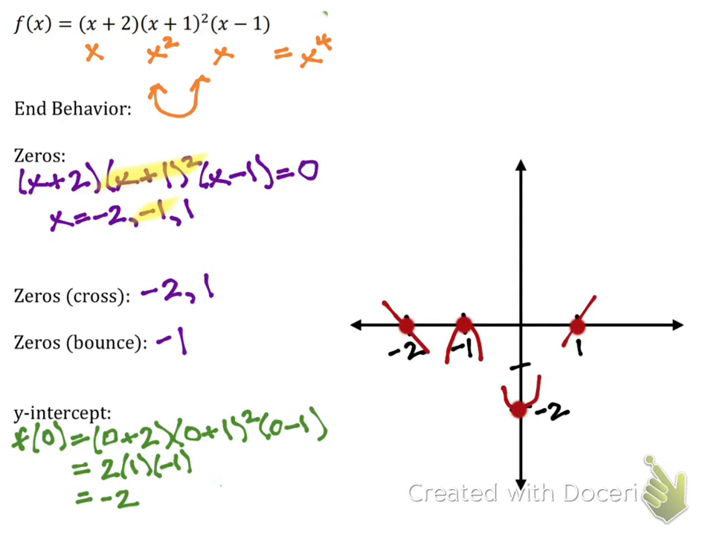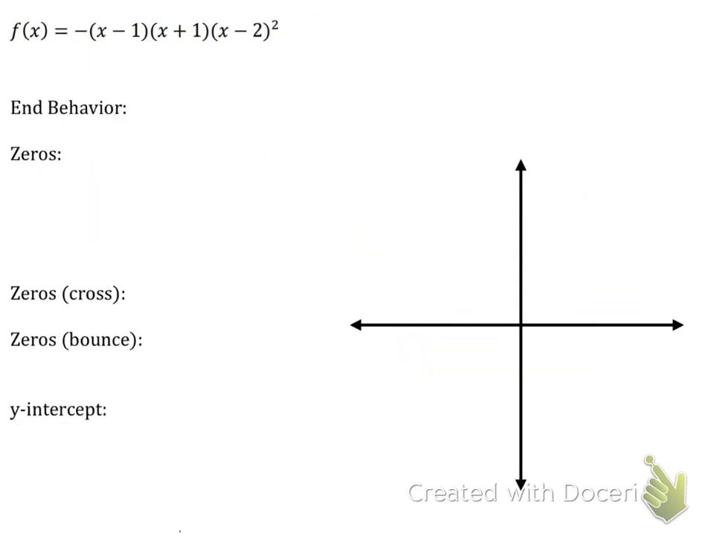We're going to start picking up the pace a little bit. Okay, so first thing we have to do is decide the end behavior. So first I have a negative out front, so that needs to stay. And then I have an x, and an x squared. So that's a negative x to the fourth. So that means my end behavior is down, right? So my graph is going to start down in that lower left and end down in the lower right.